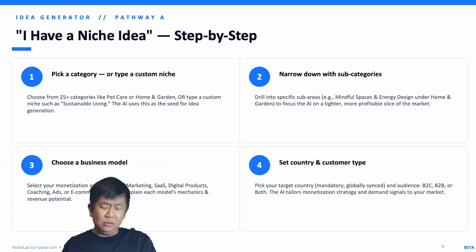Now, this is provided that you actually can use categories, subcategories, or ideas to narrow down. So we call this the I have a niche idea pathway.